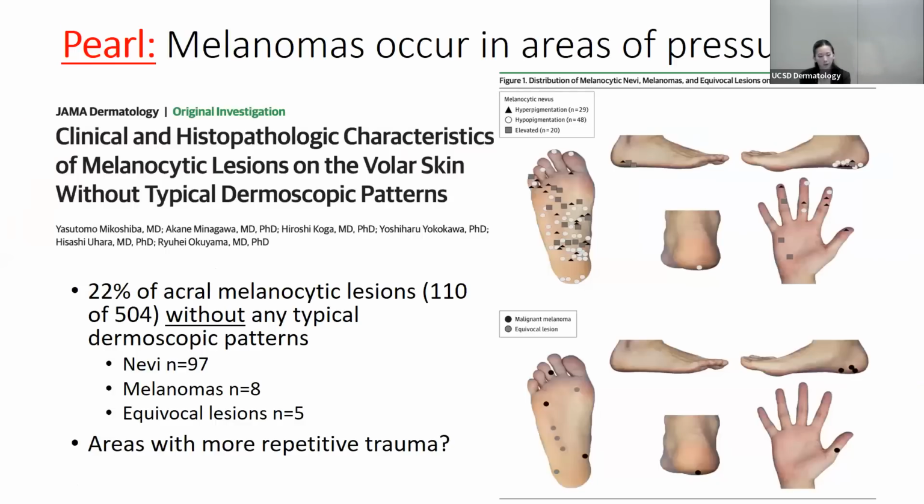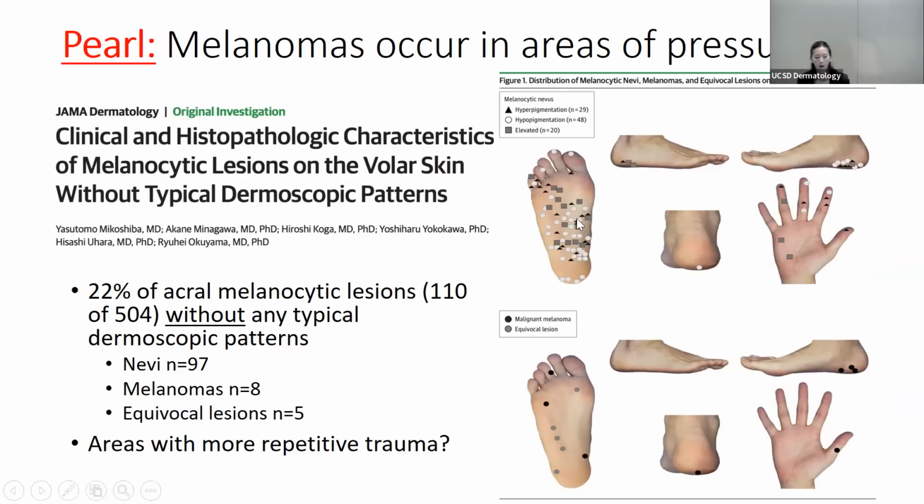Now, this paper was interesting because they did look at a very specific group of lesions, but they are suggesting that maybe melanomas occur in areas of pressure. And I put a couple question marks because I think it's still yet to be determined. What they were looking at was actually specific acral pigmented lesions that didn't have any dermoscopic patterns that were typical. So that includes the parallel furrow, but also parallel ridge pattern, which is usually seen with melanomas. These were lesions that didn't have any clues dermoscopically. And most of them were nevi, and then just a few melanomas, and then some equivocal lesions.